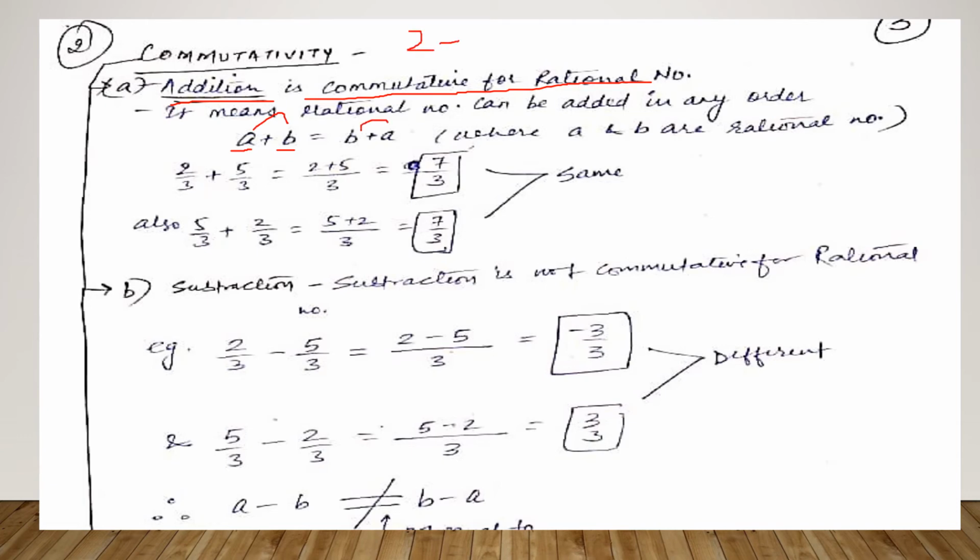Suppose you have a number 2 plus 3. It is equal to 5. Does the order have any effect on the answer?